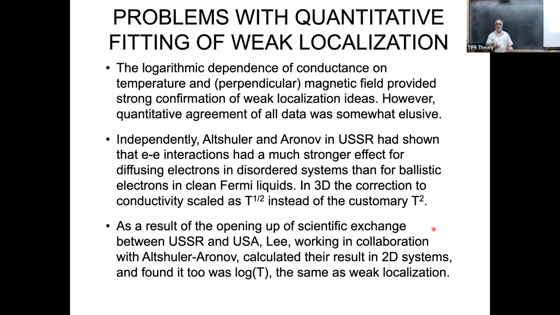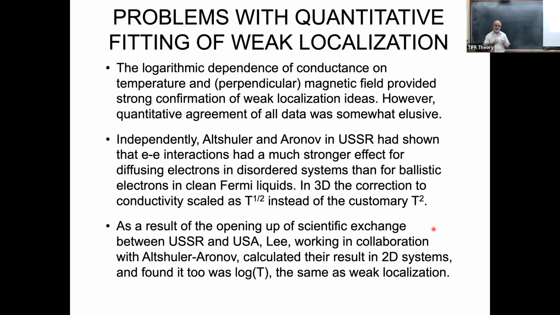He had been working on trying to do numerics with the scaling theory of localization. But when he saw the paper by Altshuler and Aronov, he realized that the same calculation could easily be done in 2 dimensions. He did it and showed it to Altshuler, and there's a very famous paper by Altshuler, Aronov, and Lee showing that in 2 dimensions, the same calculation gives you log T instead of square root of T.